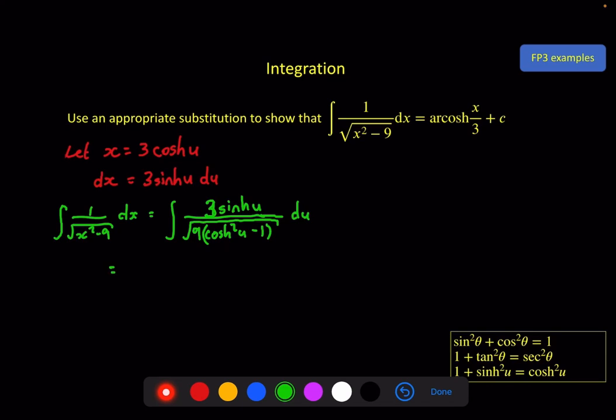So if I simplify all of this, cos squared u minus 1, the whole point of doing this was that this will simplify to a sin squared u, and then 9 sin squared u will square root to 3 sin u. And as we had in the previous example, that simply becomes the integral of du, which of course is u plus c. And then we need to change our substitution back. So u here, first divide by 3 and then do the r cosh.